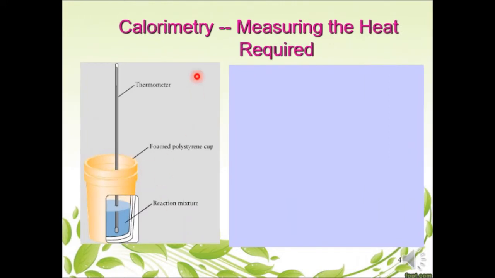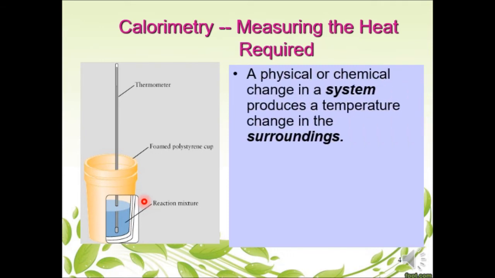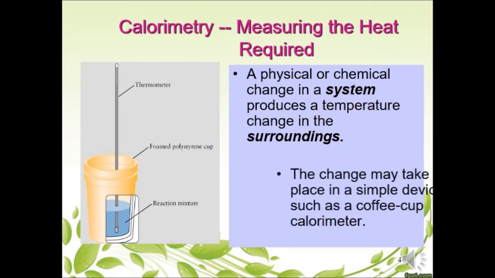Now we can measure heat using one simple apparatus here, the calorimeter. This is where the reaction will take place, and the thermometer will measure the change in temperature. The simplest setup is using a styrofoam cup or coffee cup calorimeter. So a physical or chemical change in a system produces a temperature change in the surroundings.